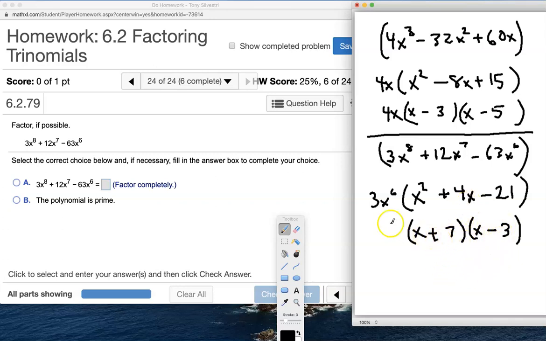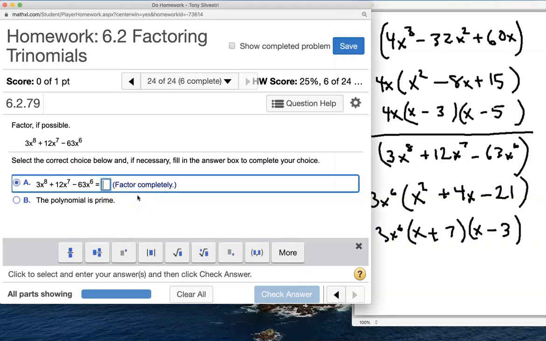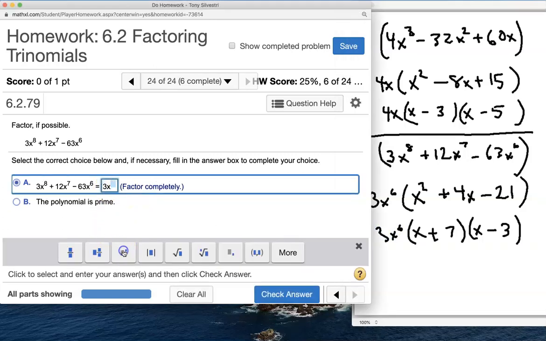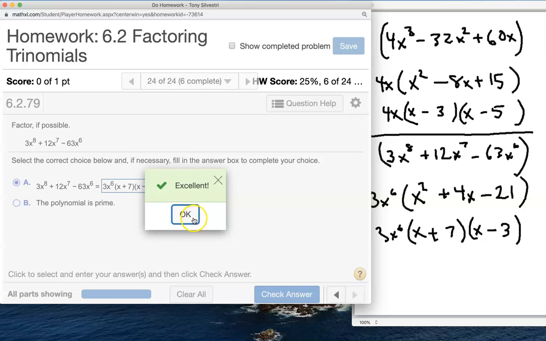You'll get the 4x. You've got to make sure you put in your final answer the 3x to the 6th. And let's see if that's right. Okay, 3x to the 6th power. Bring it down. x plus 7, x minus 3. Check your answer. Good job.